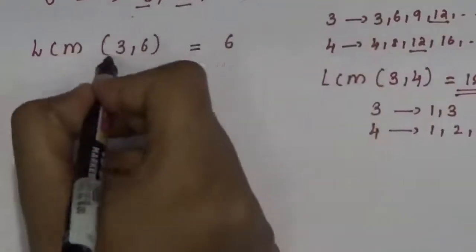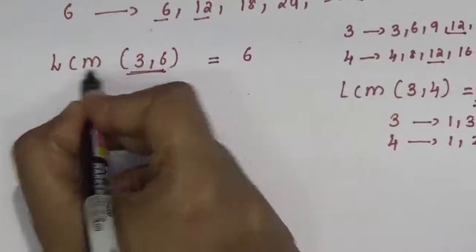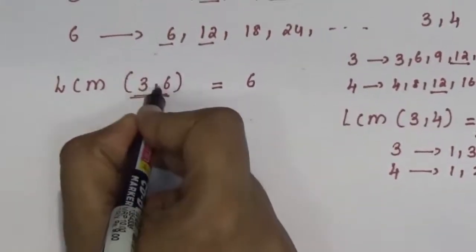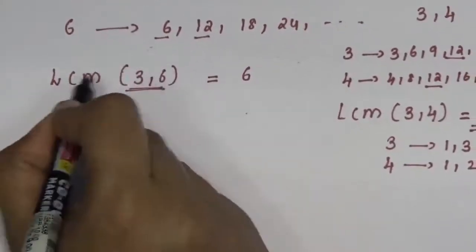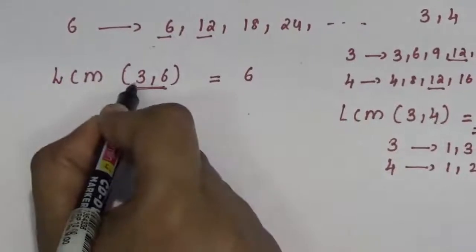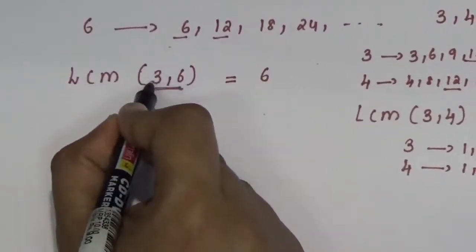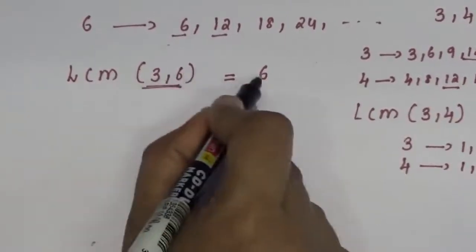And look here, 3 and 6. In the case of the LCM of two numbers, if one is a multiple of the other, then the LCM will be that number. So here you can see that of the numbers 3 and 6, 6 is a multiple of 3. So the LCM of the two numbers is that multiple, that is 6.